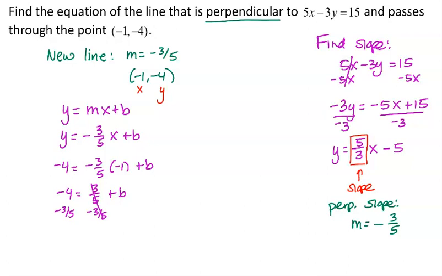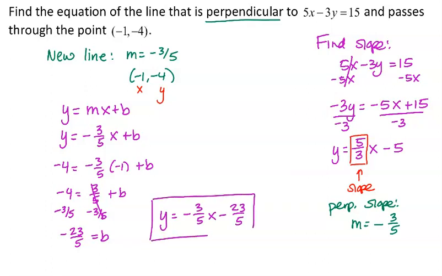So -20/5, take away 3/5, we have -23/5 is equal to b. So we knew m at the beginning, now we know b. Putting those together, our equation for our new line is y equals -3/5 x minus 23/5. This is a line that is perpendicular to 5x minus 3y equals 15 because their slopes are opposite reciprocals, and this line passes through the point (-1, -4).